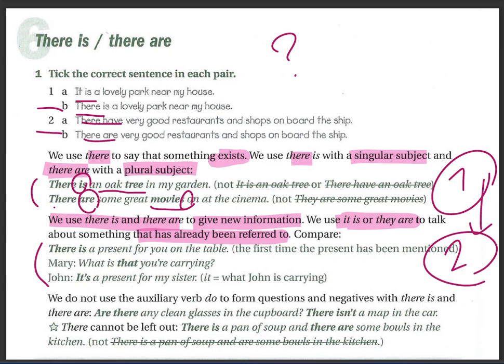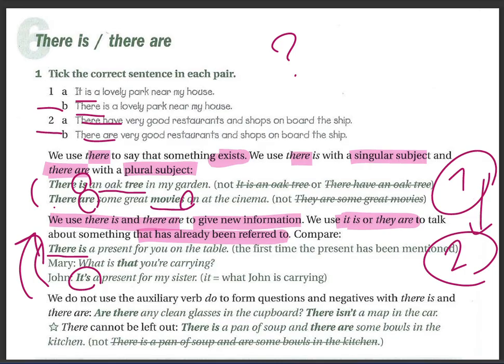The first time the present has been mentioned, yes, is the first time. Mary, what is that you are carrying? John, it's a present for my sister. Here it says "it's". And here previously they talked about it, yes?